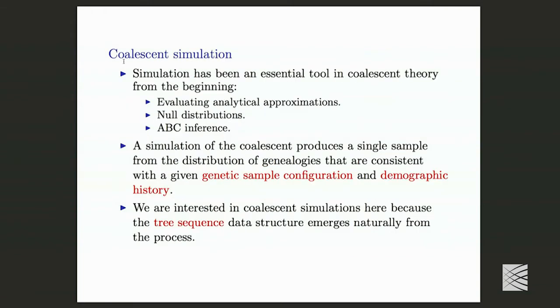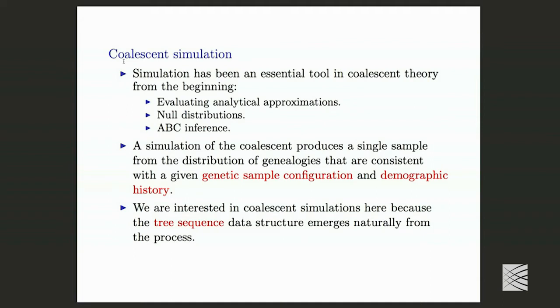From the beginnings of coalescent theory in the early 80s, simulation has been an essential tool. Coalescent theory gives us lots of analytical results, but some of our problems are too difficult to get exact solutions for. So we've got lots of approximations, and simulation is often used to measure how good these approximations are. Another really important application of coalescent simulation, particularly today, I think, is generating null distributions.